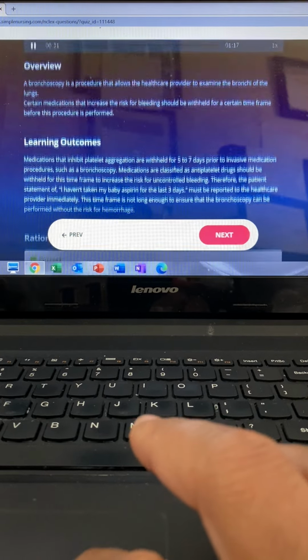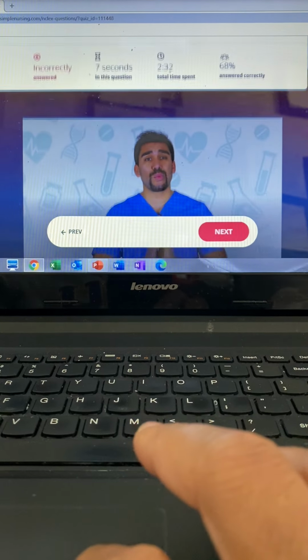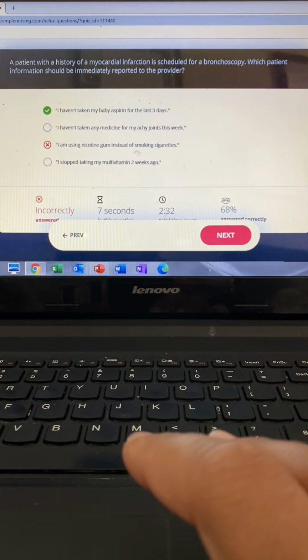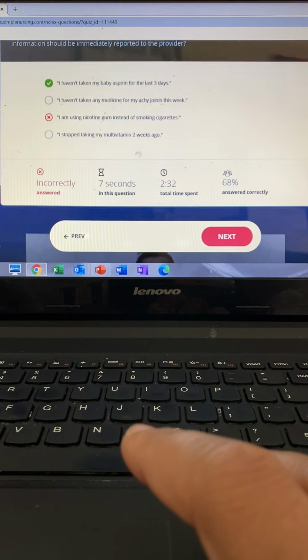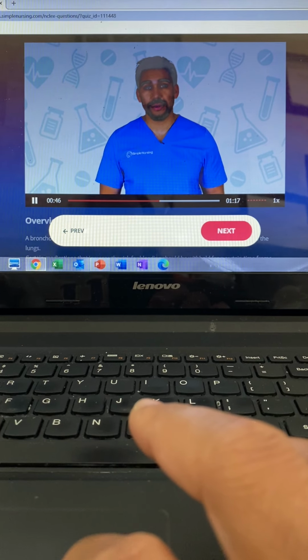So option number 1 is correct. No aspirin within 3 days, guys, that's cutting it really close. So big risk for bleeding. Key NCLEX term you should write down is 5 to 7 days before surgery. Anything that thins the blood should be discontinued.